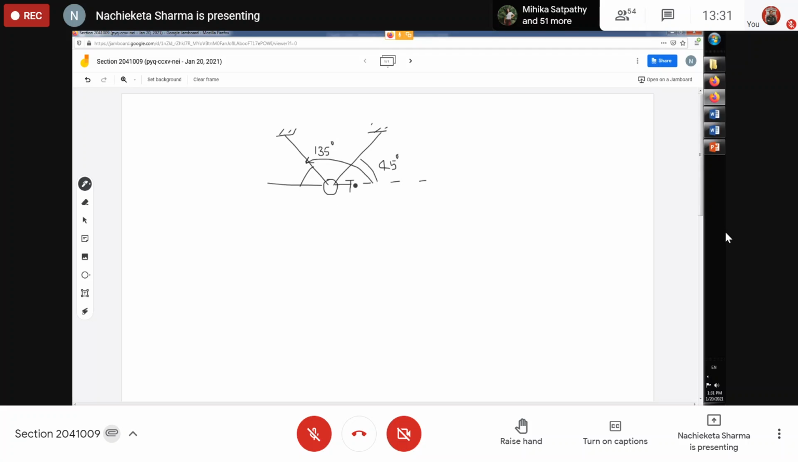This is the traffic light. These are the hanging cables. C means cable. Okay. Now I will draw the free body diagram of the traffic light. So FBD for traffic light.